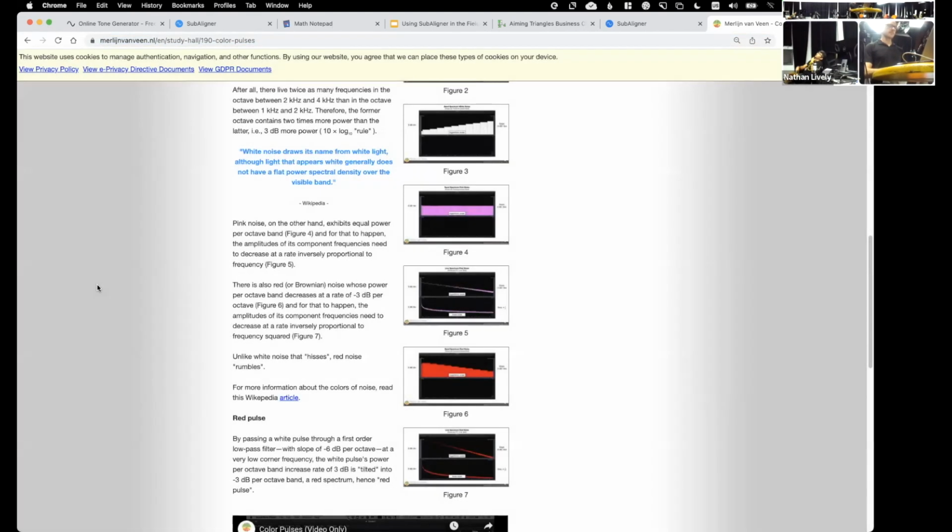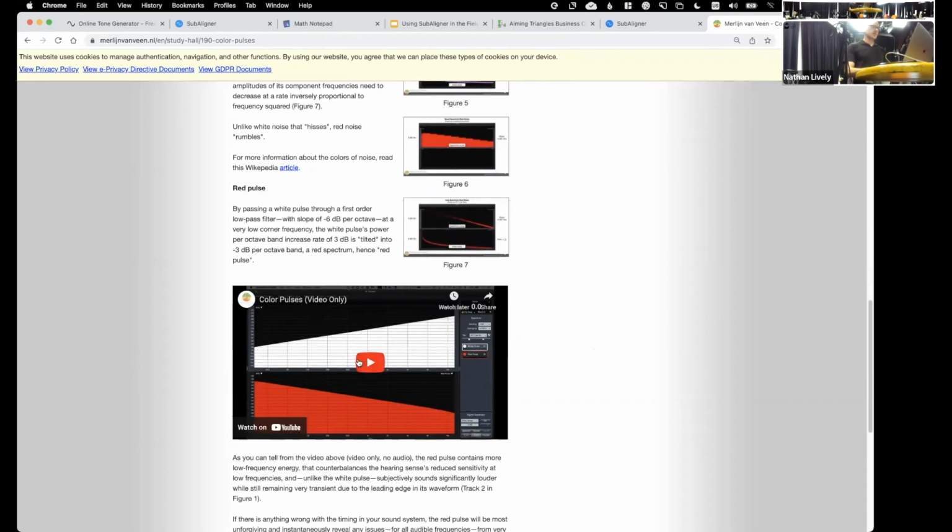I think he was asking about the pulses. Isn't that the same? Yeah, so that's what this is. So there's the frequency content, and then all the pulse does is it adds an amplitude envelope to it so that it has an attack instead of just being constant. And there's this video here. So there's red and white.